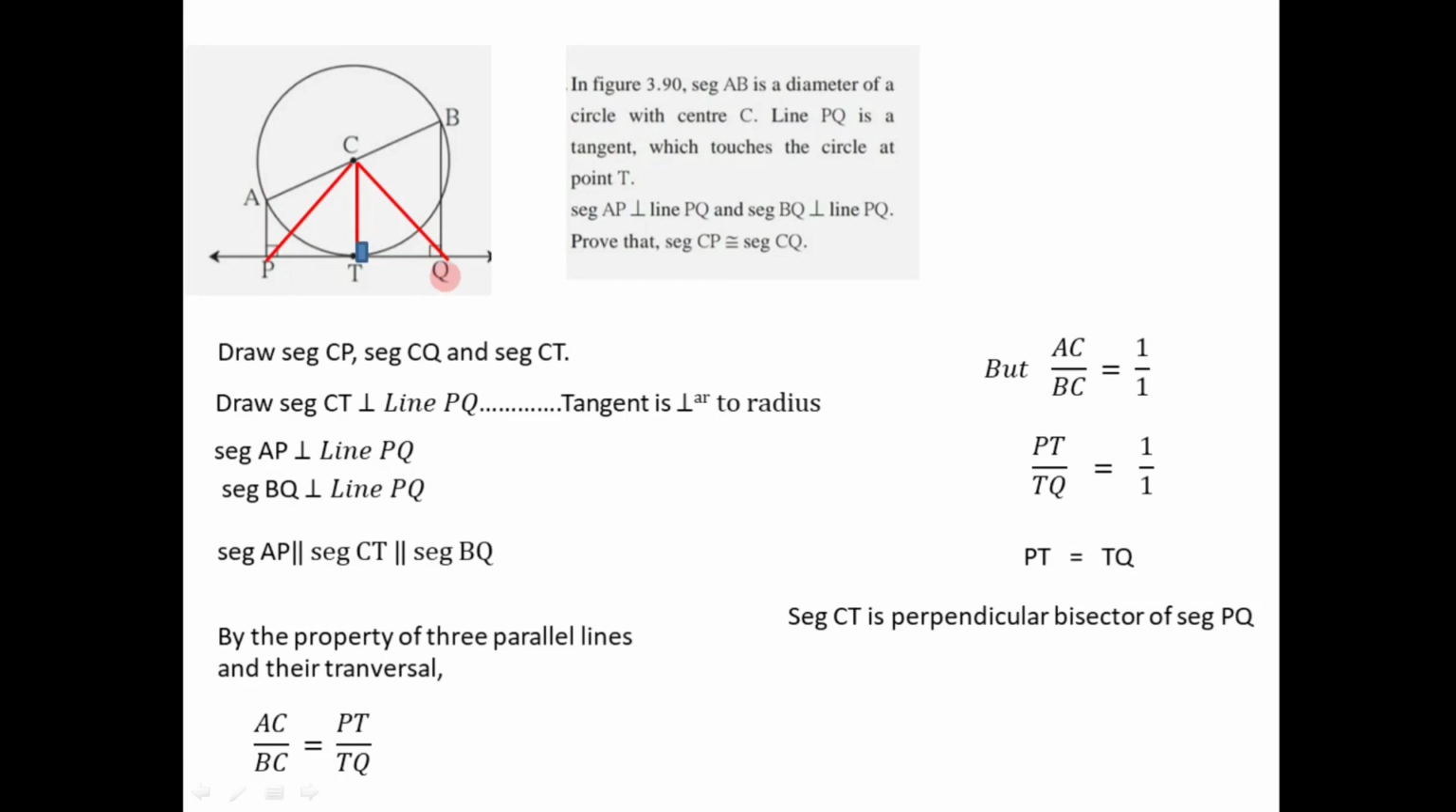So point P and point Q are the two end points of segment PQ. So every point on this perpendicular bisector CT must be equidistant from points P and Q, and point C is on the perpendicular bisector, that means point C is also equidistant from points P and Q. That's why we have point C equidistant from points P and Q, that is CP is equal to CQ. And that is what we wanted to prove. We have to prove that segment CP is congruent to segment CQ.